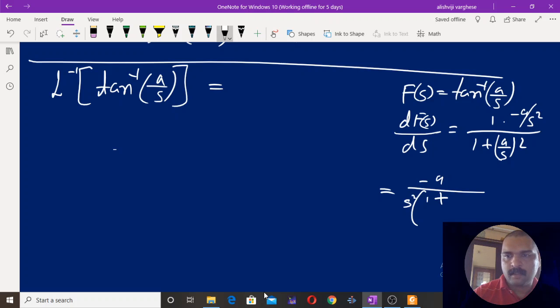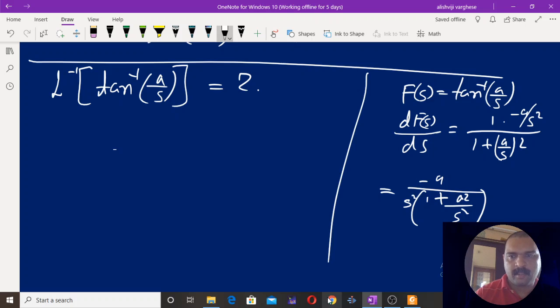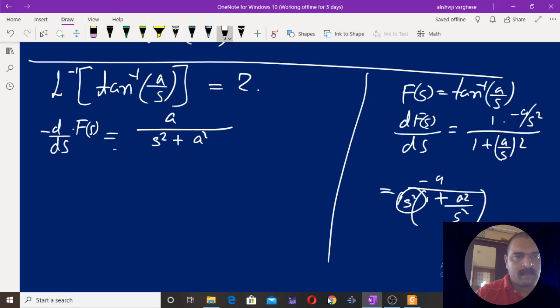1 plus a square by s square. So what we have here is minus d by ds of F of s is equal to a by, if we take the LCM here, s square plus a square divided by s square. The s square in the denominator and this particular s square get cancelled, and it is a by s square plus a square.